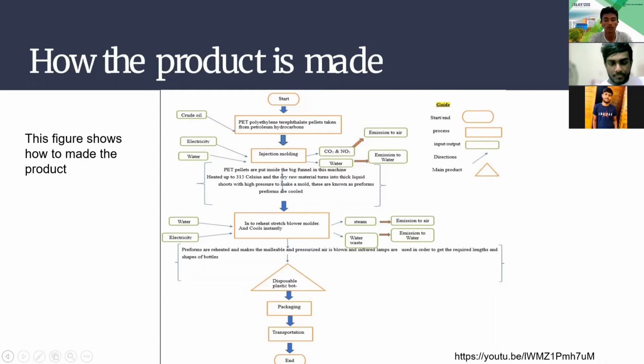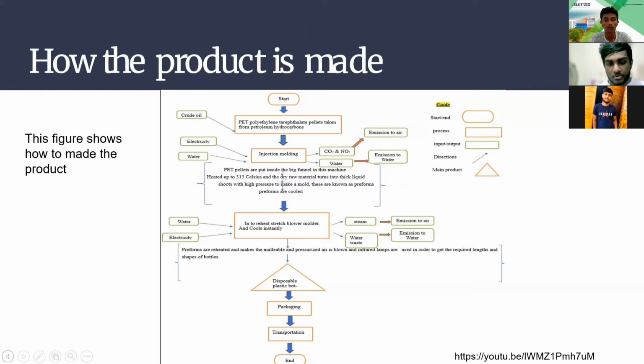First of all, plastic bottles are made by the raw material polyethylene terephthalate. It is taken from petroleum hydrocarbons. Then we make them into pellets. After the pellets are made, we put it into an injection molding machine. Inside the injection molding machine, we heat the raw materials up to a temperature of 315 degrees Celsius. Then they turn into a thick liquid. After that, it is shot with high pressure into a mold. These molds are known as preforms.